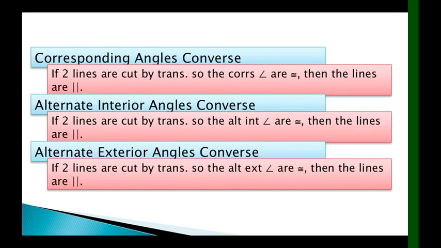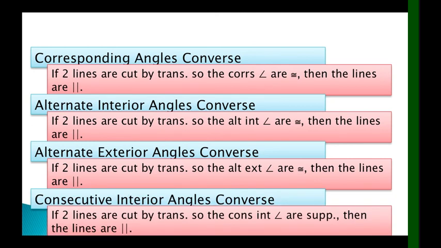Alternate exterior angles converse: if two lines are cut by a transversal so that the alternate exterior angles are congruent, then the lines are parallel. Same as before, when two lines are cut by a transversal and their alternate exterior angles are congruent, then the lines are parallel. Consecutive interior angles converse: if two lines are cut by a transversal so that the consecutive interior angles are supplementary, then the lines are also parallel.